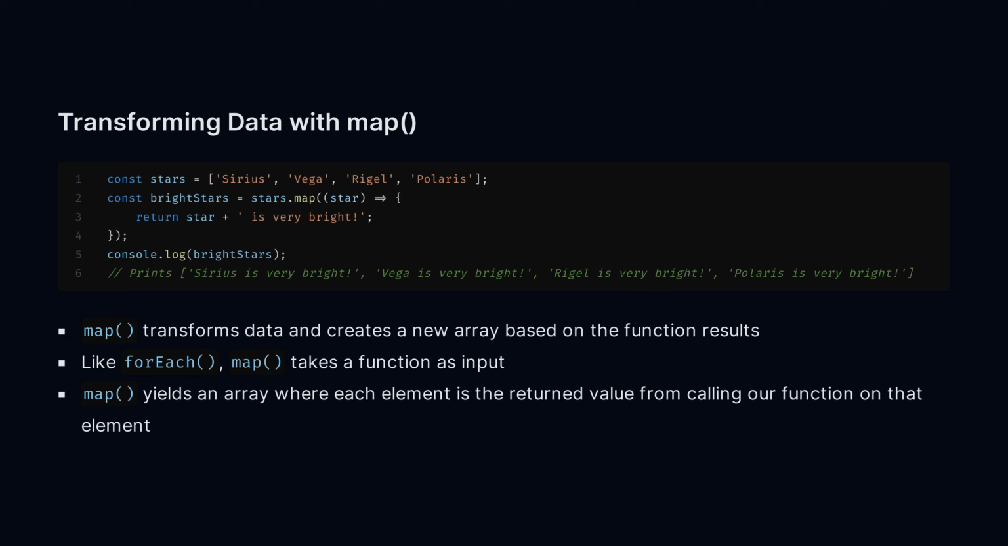Breezing past the forEach method, we land on map. The clue to its role lies in its name: mapping data. In essence, map is a transformer, creating a brand new array based on the results of a function. It works much like forEach in that it takes a function as an input, but here's where it deviates. Map concocts an array where each element is the fruit of calling our function on that element. Look at the example code in the slide. The map method is applied on the array of star names, returning a new array, brightStars, where each star name is appended with "is very bright." With JavaScript arrays, not only can we store data efficiently, but we can transform it just as effectively. Now let's see how we can filter our array data.